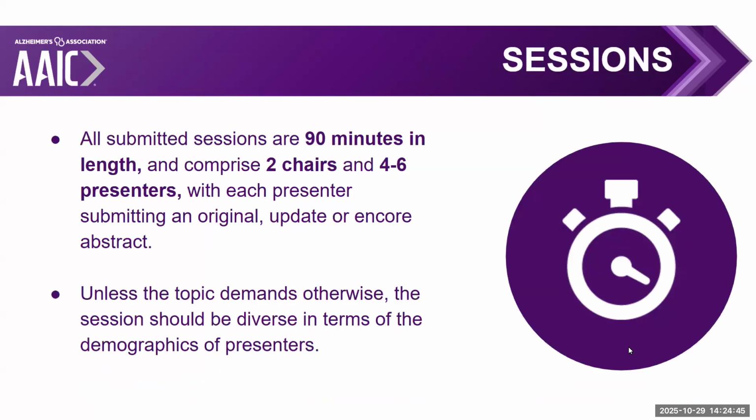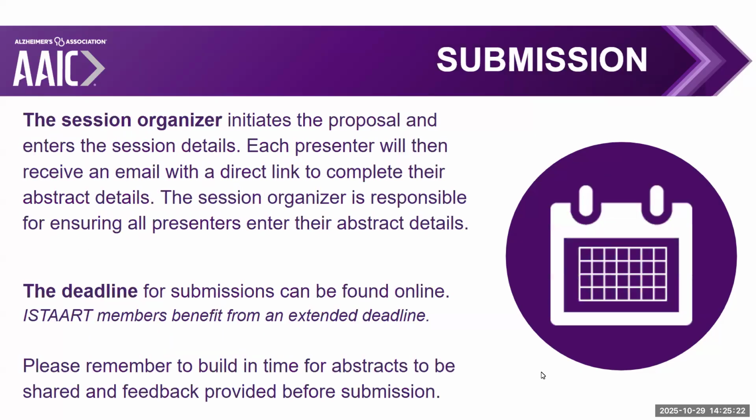Across all of these sessions, there are some standard parameters you would need to work within. So all sessions are 90 minutes in length, have 2 chairs, and can have anything from 4 to 6 presenters. Now, depending on how many presenters there are, it may change the length of how long each presenter will have. But each presenter will have to submit an original, update, or encore abstract. And these abstract types are also explained in more detail in our Guide to Abstracts session as well. And unless the topic demands, the session should be diverse in terms of the demographics of the presenters across all session types.